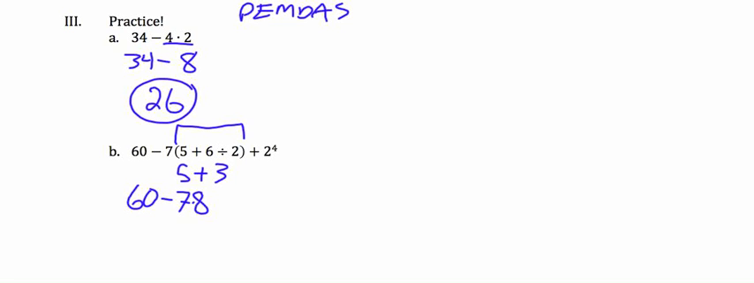When you see a 7 or any kind of number and then parentheses, we're going to assume that that's multiplication in between there, and then plus 2 to the 4th. Now I see exponents. Again, you see I didn't do the exponent first because they weren't inside parentheses. Now that my parentheses are gone, I can do the exponent. 2 to the 4th is 16.